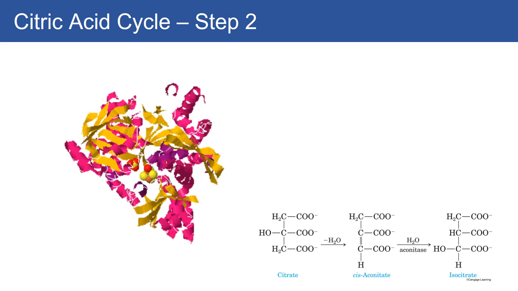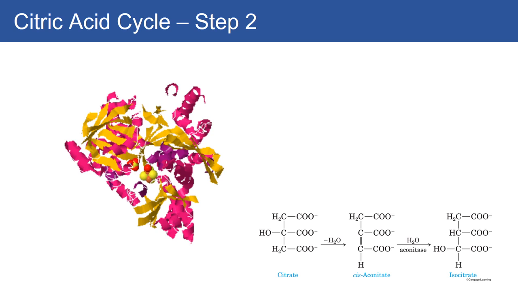Step two is done by aconitase. It's where we take citrate and we make isocitrate. The reaction goes from citrate to isocitrate through an intermediate called cis-aconitate. Again, it's a dehydration and then a rehydration, catalyzed by aconitase. Interestingly enough, citrate and aconitate are achiral. Isocitrate is chiral and has 2 stereocenters and 4 stereoisomers.